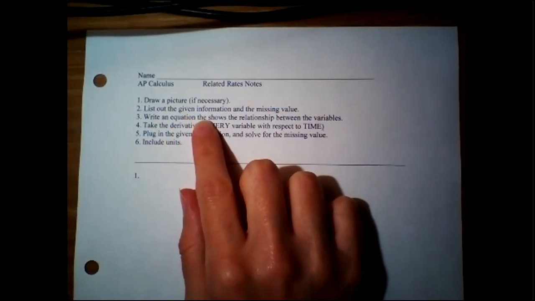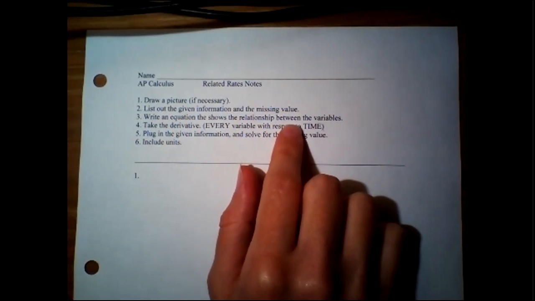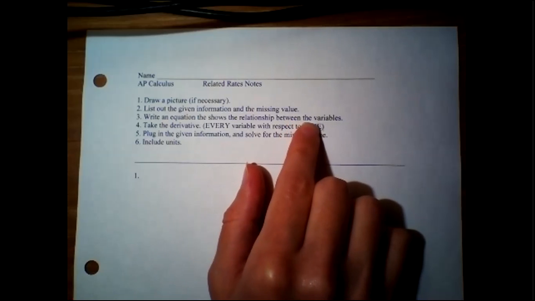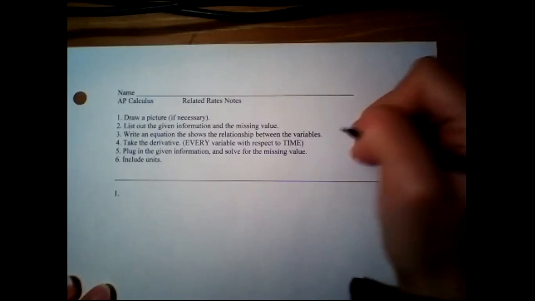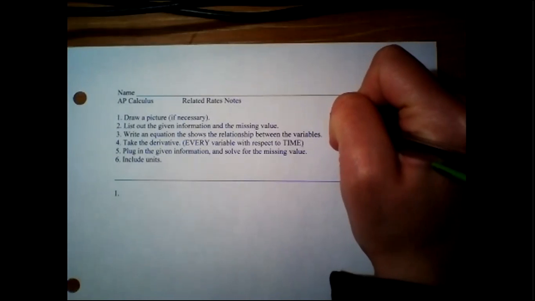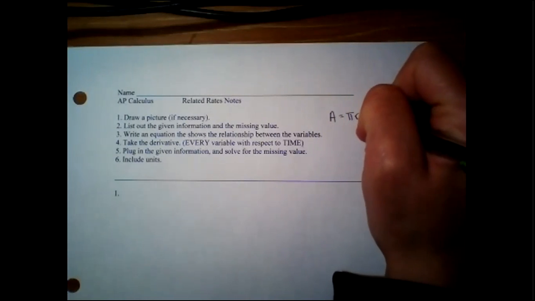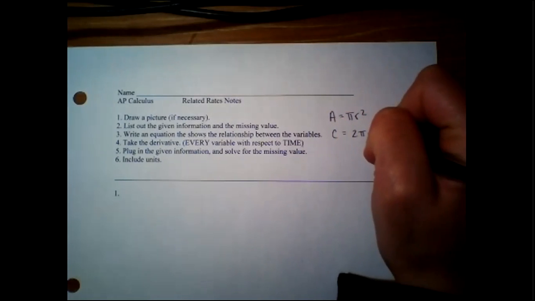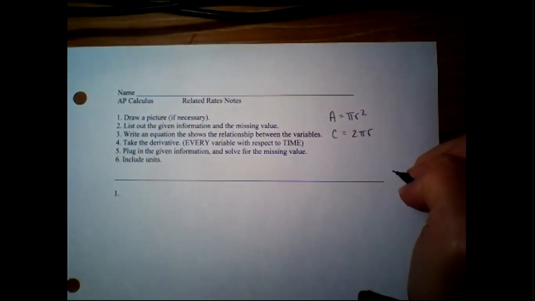Write an equation showing the relationship between the variables. Sometimes that's going to be the Pythagorean theorem. If you ever write triangle, oftentimes it turns out that way. Sometimes that's trig if you're dealing with an angle. Sometimes it has to do with a circle, so let me write out some common circle formulas. The area of a circle is pi r squared. The circumference is 2 pi r.